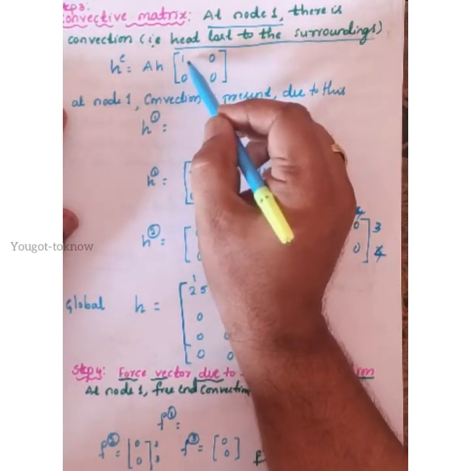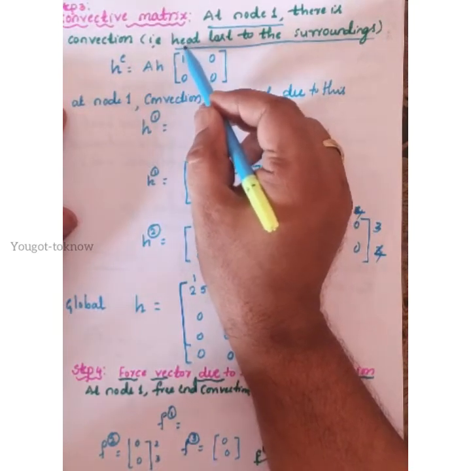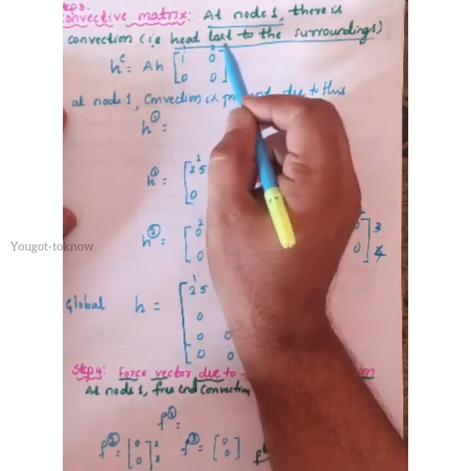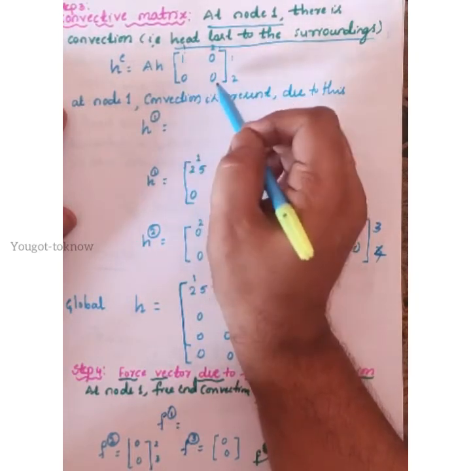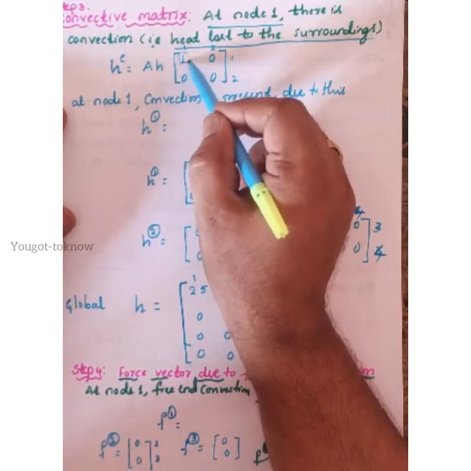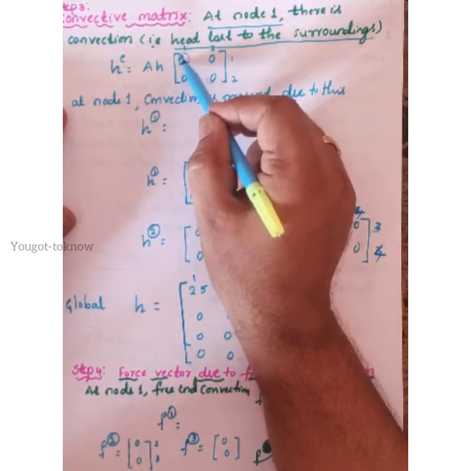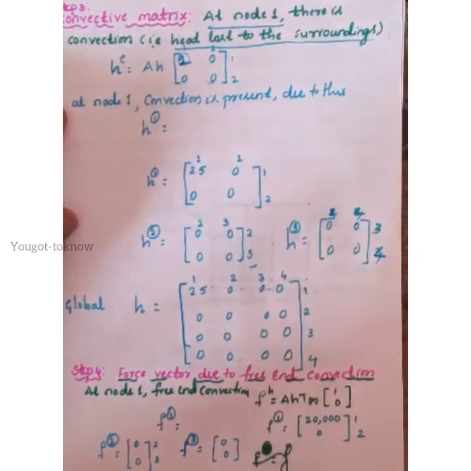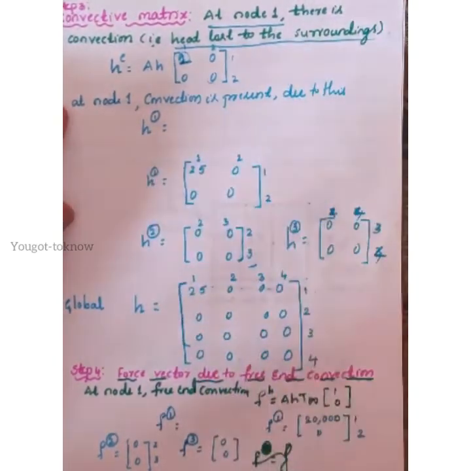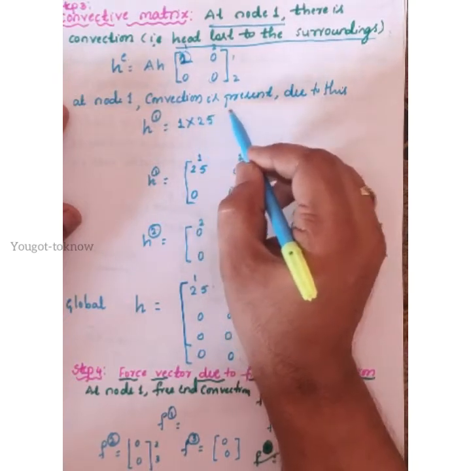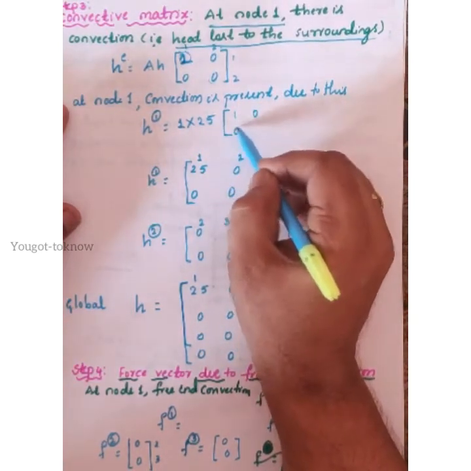This always varies depending upon the node. If you take any element, the first node is this, the second node is this. The first node value, A11, belongs to node 1, and this belongs to A22. Where is the convection acting? At node 1, so 1 0 0 0. Convection is present, area is 1, H is 25.